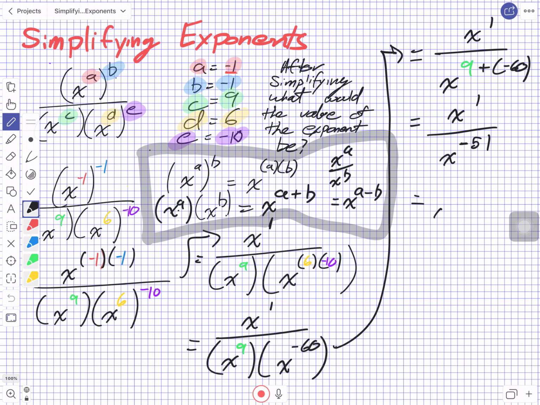So we're going to have just one base here, and we'll have 1 subtract, and remember, this is negative 51. If you remember your rules, we have a negative of a negative. That simplifies into, this is the same as writing 1 plus 51. So we end up with x to the power of 52. The question asked what the value of the exponent would be. Well, the value of the exponent is 52 in this case. That's our final answer for this question.